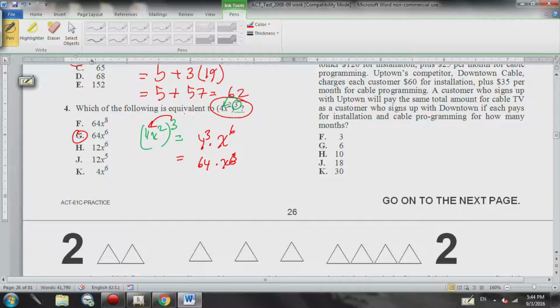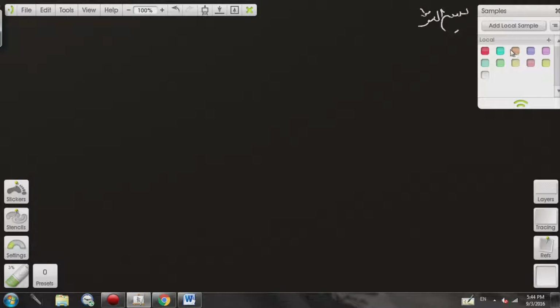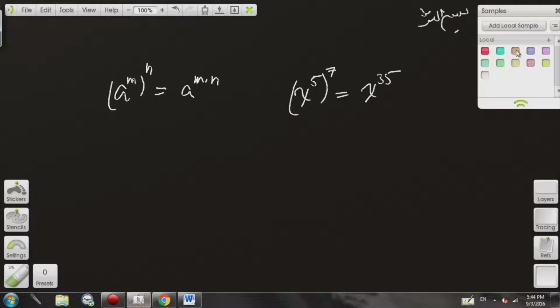I want to take this opportunity just to review some exponential properties. This question asks you basically if you understand this: a to the m, to the power n, equals a to the m times n. So if you have x to the 5th, to the 7th, that's x to the 35. And it also asks you, at the same time, a times b to the m. This is a to the m times b to the m, so the m is distributed to both of these.